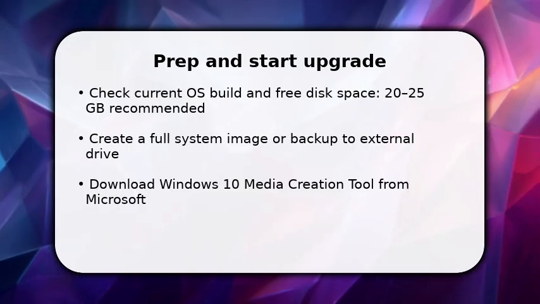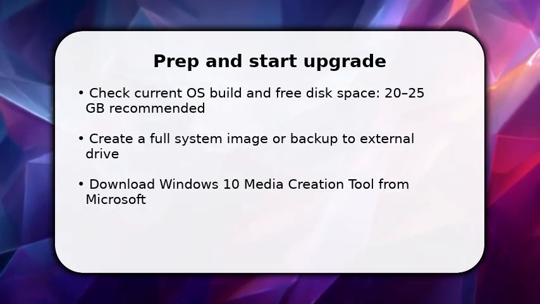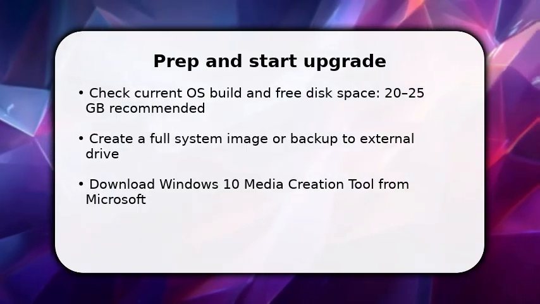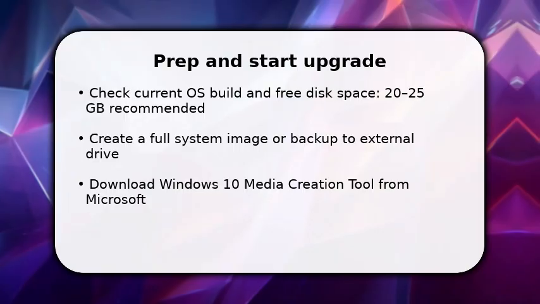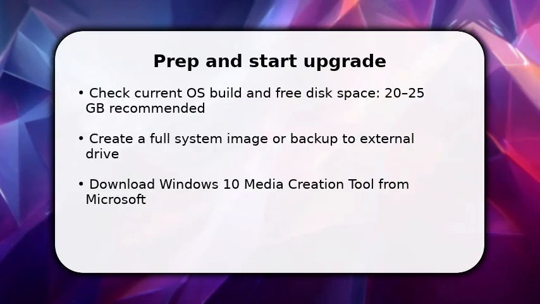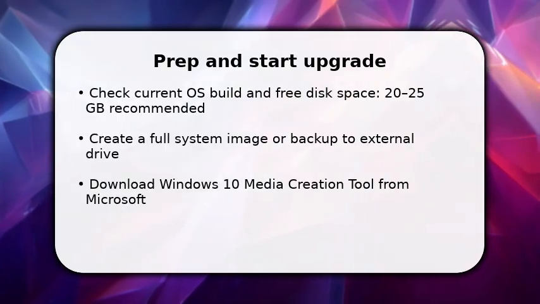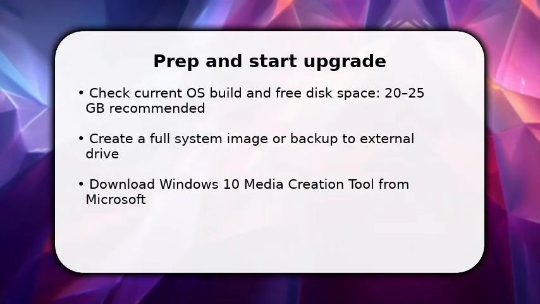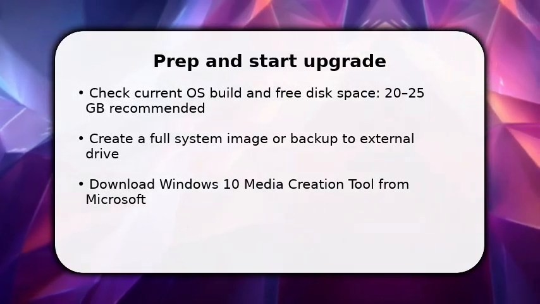Enjoy the video. You begin by confirming your current Windows version and freeing 20 to 25 GB of space. This prevents installer failures. Once done, make a full image backup to an external drive so you can restore files if anything goes wrong. Then run the Windows 10 Media Creation tool and choose Upgrade this PC now to start.